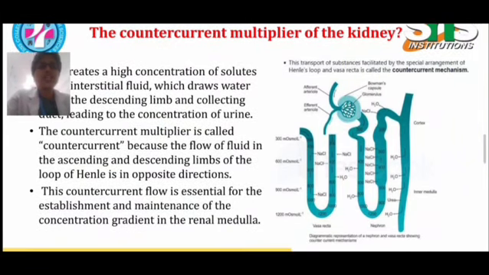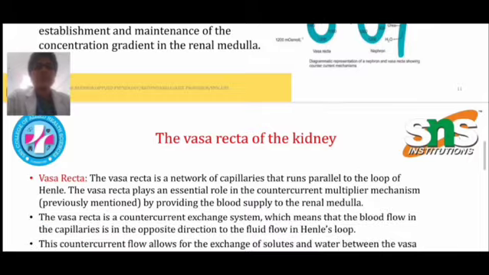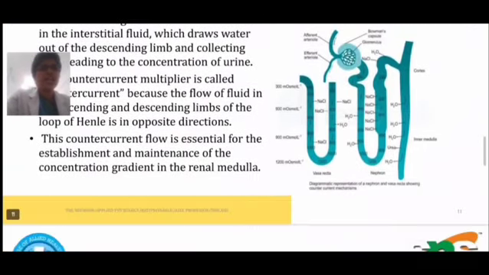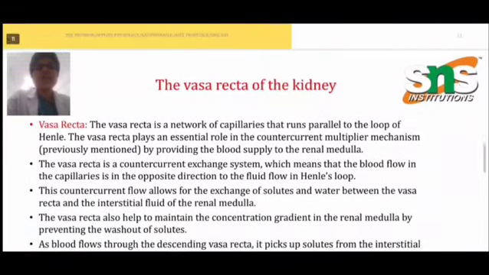It is called countercurrent because the flow of fluid in the ascending and descending limbs of the loop of Henle is opposite in direction. This countercurrent flow is essential for establishing and maintaining the concentration gradient in the renal medulla. And this is about countercurrent. Now we are going to see about the vasa recta.